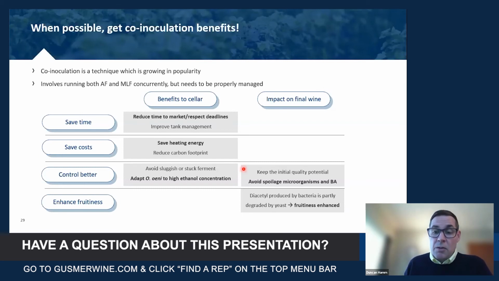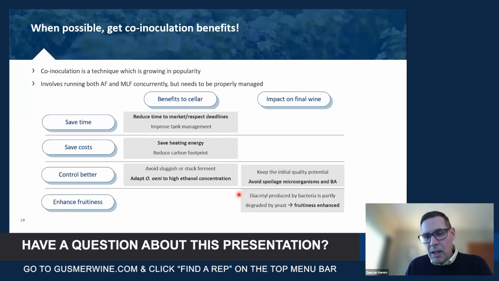So what are the impacts on the final wine? Co-inoculation is a really good way to avoid spoilage, because you're able to sulfur the wine and filter it much sooner. And then lastly, it actually tends to enhance fruitiness in red wines, and that's because malolactic bacteria will produce diacetyl. But when they produce diacetyl and yeast is present, the viable yeast cells will actually consume some of that diacetyl, which tends to give you very bright, fruity wines.